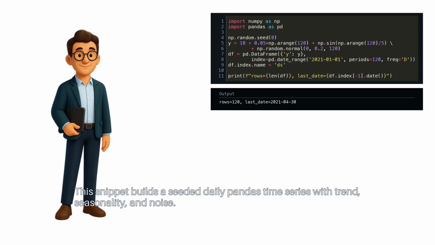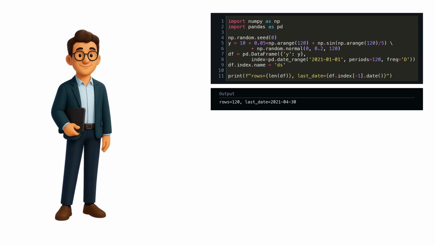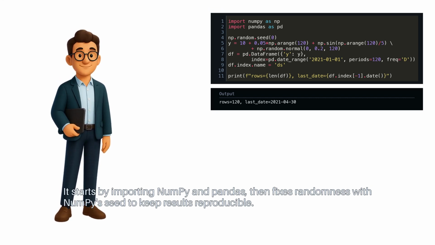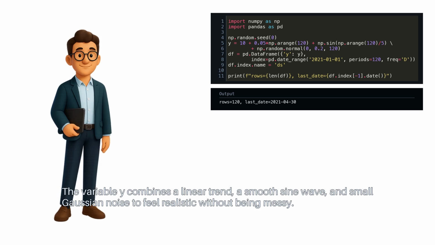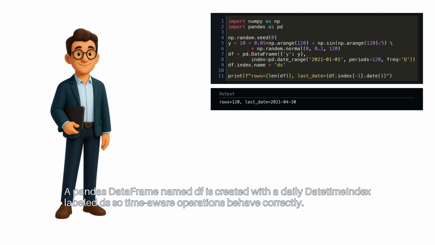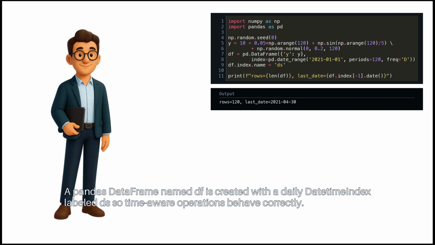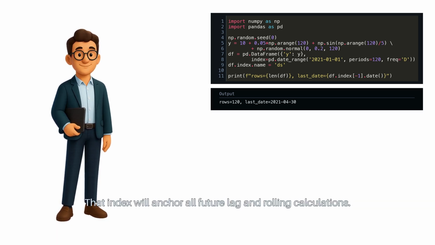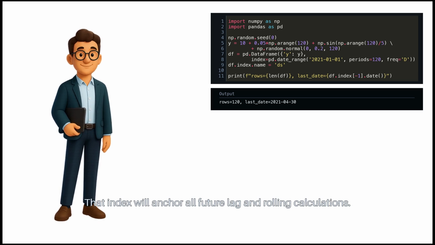This snippet builds a seeded daily pandas time series with trend, seasonality, and noise. It starts by importing NumPy and pandas, then fixes randomness with a NumPy seed to keep results reproducible. The variable y combines a linear trend, a smooth sine wave, and small Gaussian noise to feel realistic without being messy. A pandas DataFrame named df is created with a daily datetime index labeled ds, so time-aware operations behave correctly. That index will anchor all future lag and rolling calculations.